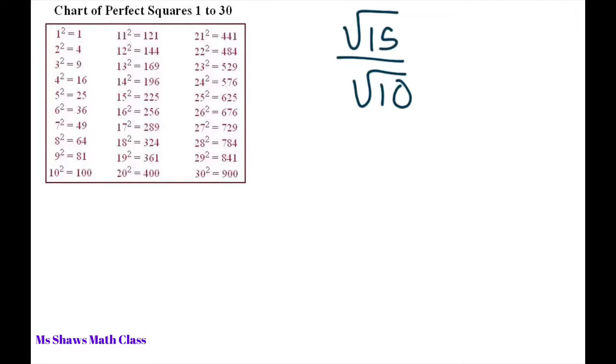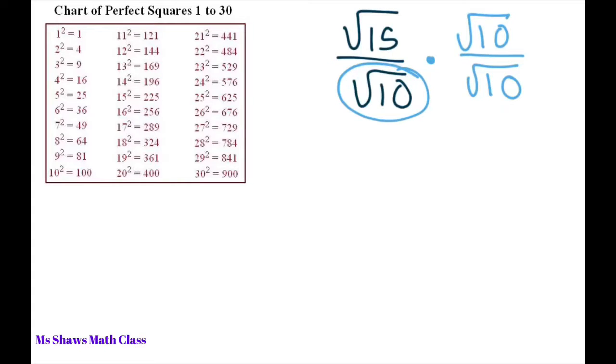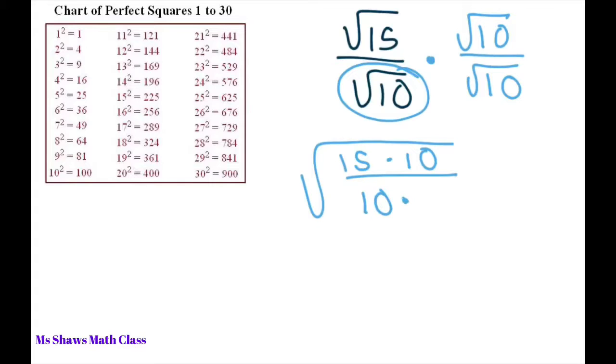Now this one, you do have to rationalize the denominator. You can't break it up with your perfect squares. So what you do is you multiply the numerator and the denominator by whatever this denominator is. This equals 1. So now what we have is we have 15 times 10 divided by 10 times 10. All right. So this is going to be square root of 150 divided by square root of 100.